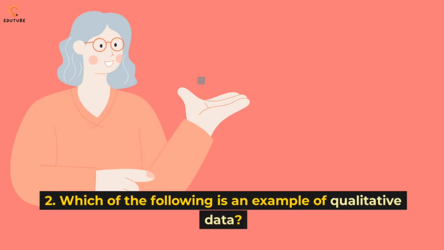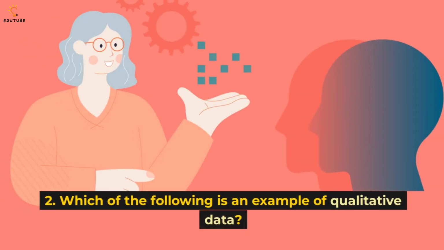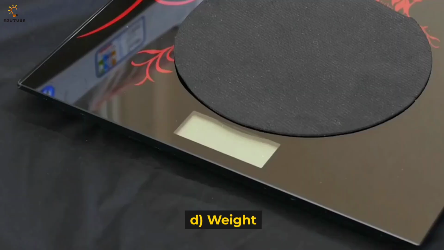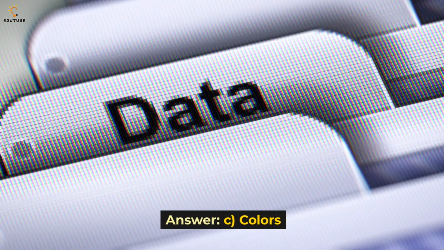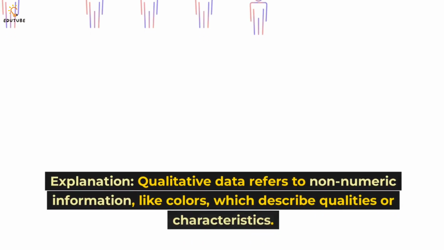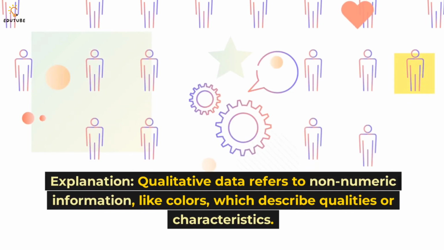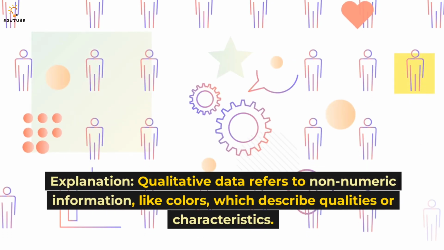2. Which of the following is an example of qualitative data? A. Height. B. Age. C. Colors. D. Weight. Answer. C. Colors. Explanation. Qualitative data refers to non-numeric information, like colors, which describe qualities or characteristics.